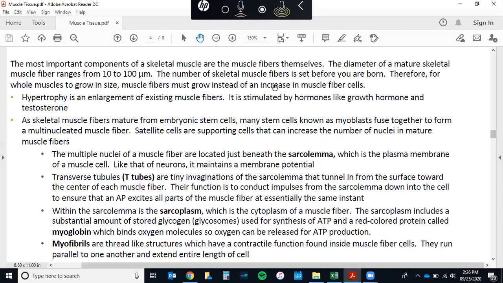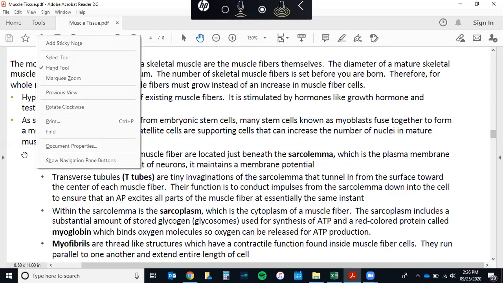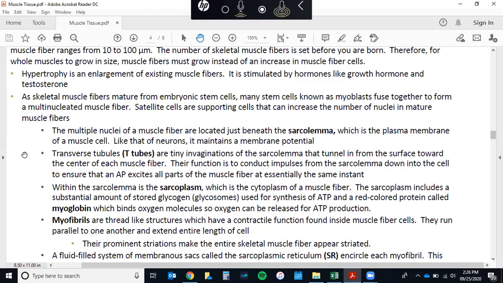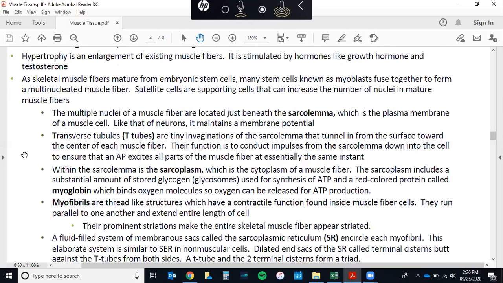For example, bones, we talked about the growth plate, the epiphyseal plate. That's where cell division takes place in our bones to cause our bones to grow in length. That's not what we see in our skeletal muscles. This ability of our muscle fibers to grow is called hypertrophy, stimulated by growth hormone and testosterone.